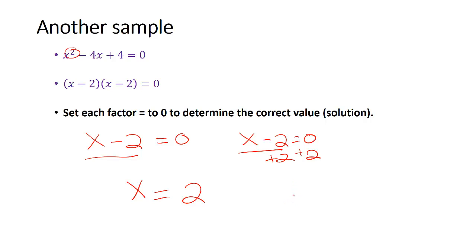So I take the x and replace it with 2, so 2 minus 2. Put the x in the second one, 2 minus 2 equals 0, and that is correct because 0 times 0 equals 0.